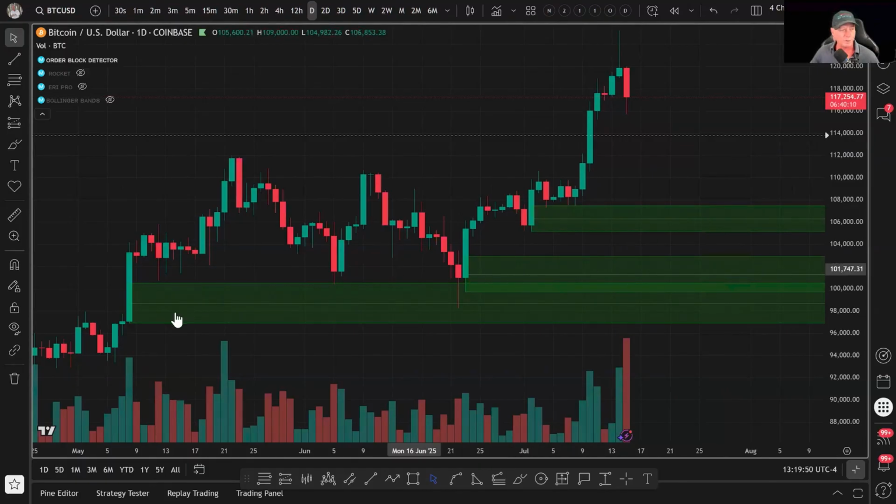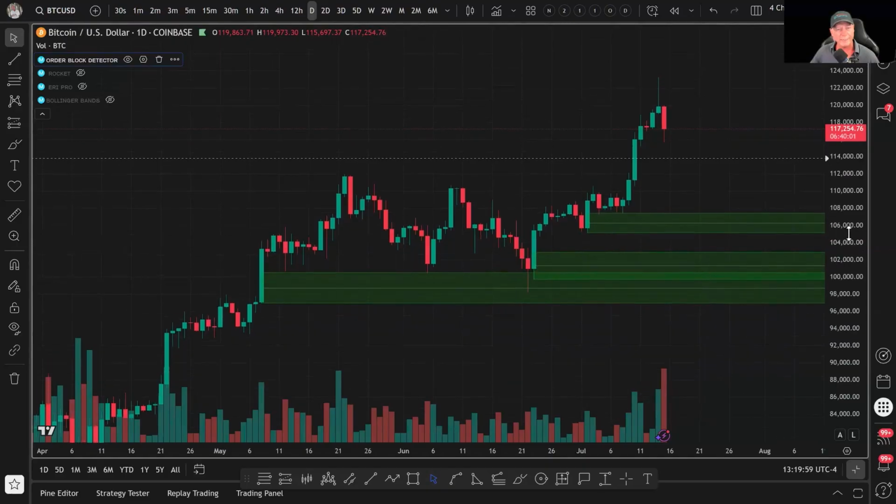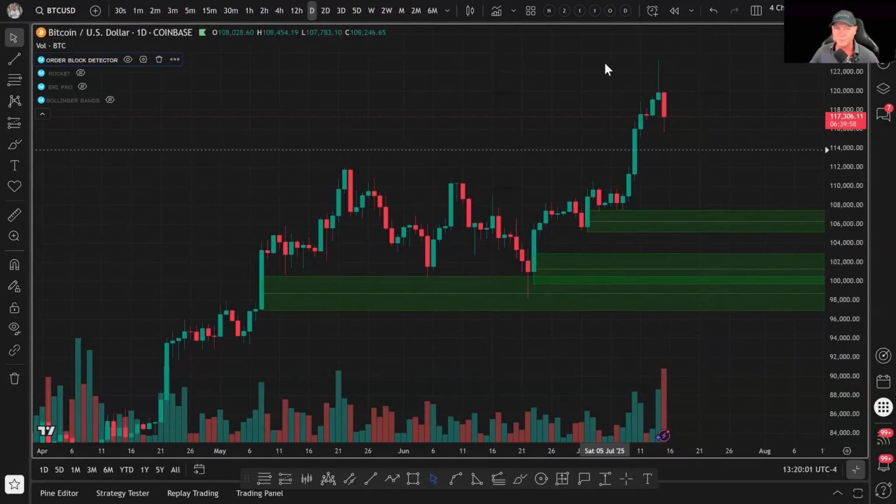We've shown you where the buyers are, and invariably, this is where price bounces in the midpoints of these areas, here and here and here. So we are waiting and watching. I'm glad we don't have sellers up above.